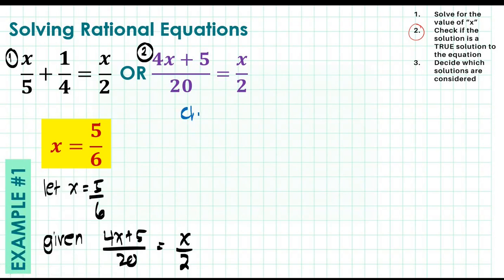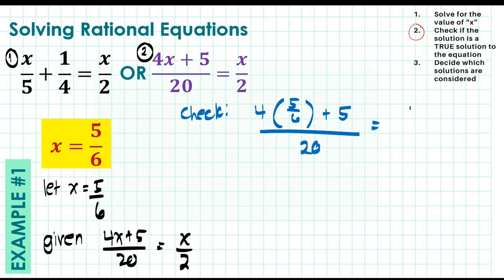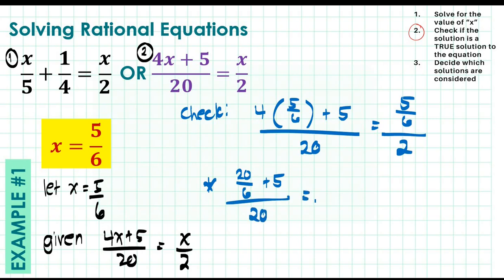Now for the checking part, it's quite simple since we are just going to substitute the value. So that becomes 4 multiplied by the value of x, which is 5 over 6, added to 5, all over 20, equals, on the right-hand side of the equation, we will still be substituting the value of x. After this, we are going to simplify. Now we have 4 times 5, that gives us 20, added to 5, divided by 20. Then on the right-hand side, we are dealing with a complex fraction, so that becomes 5 over 6 multiplied by 1 over 2.